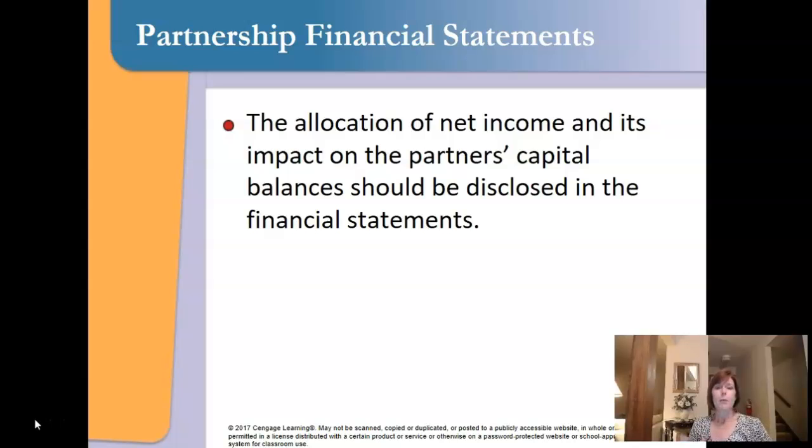Because net income impacts each partner's capital account, it's really important that we differentiate how we reflect partnership net income from what we had done previously when we were dealing with sole proprietors, where we just had one owner.